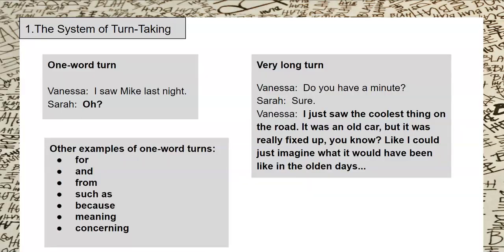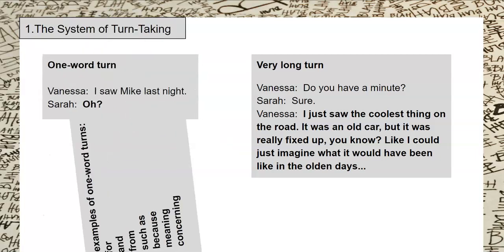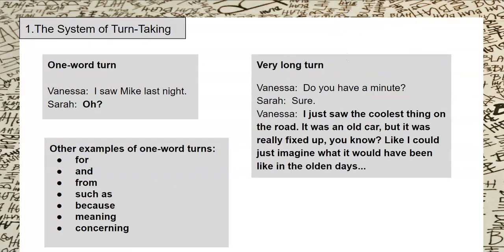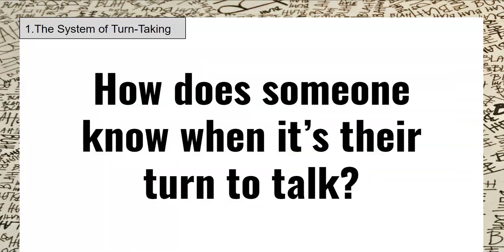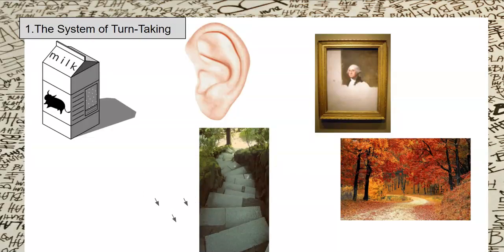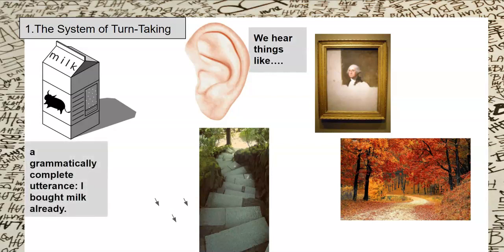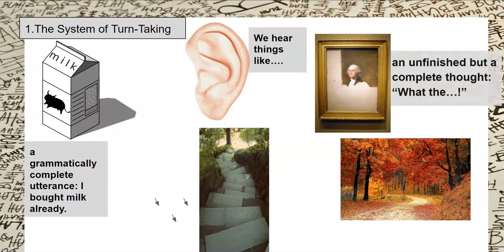A whole turn in a conversation can consist of one word, or it might be a very long stretch of talk, as you see in the second example, Vanessa answering Sarah. Imagine we are in a conversation with someone. We know it's getting close to our turn to talk because we hear things like a complete utterance, a grammatically complete utterance, like the one you see on the screen. I bought milk already. Or it's a grammatically incomplete utterance, but the meaning is quite clear.